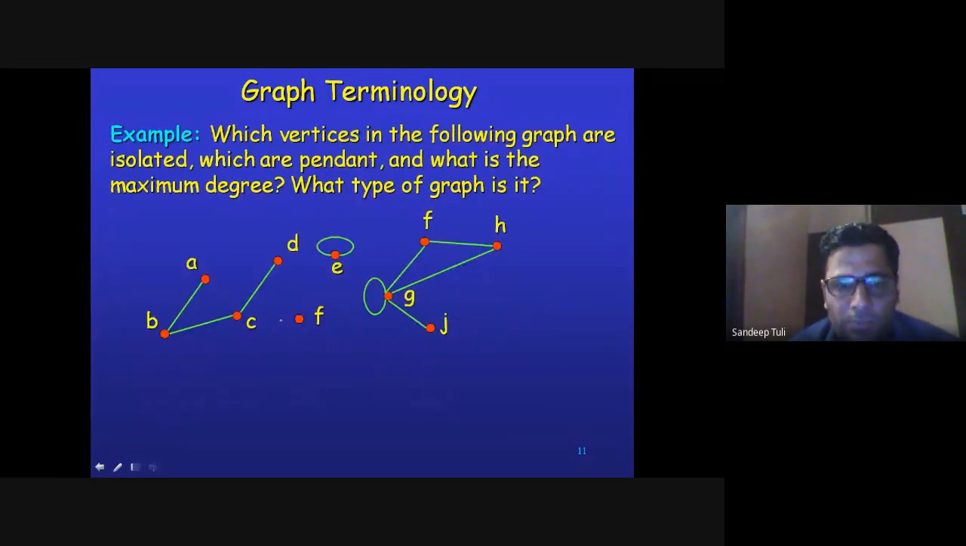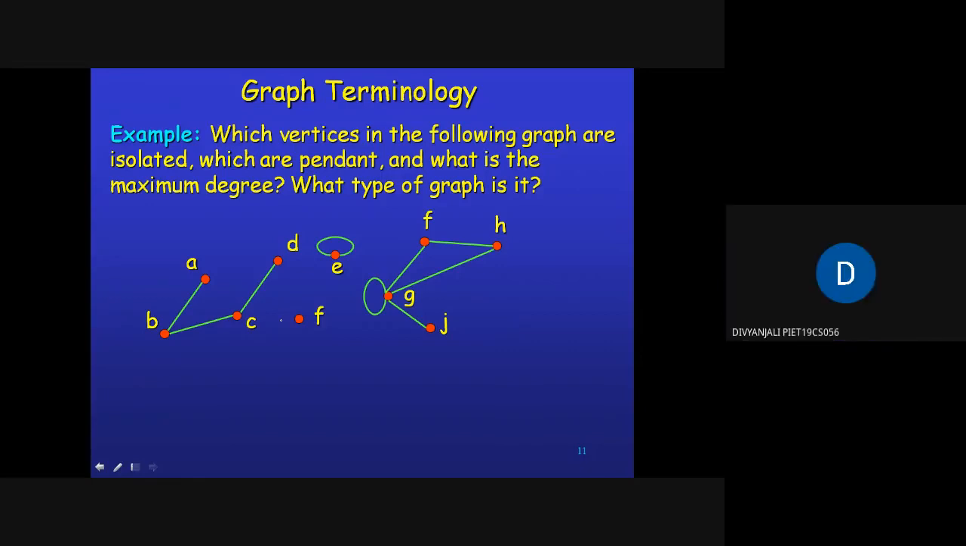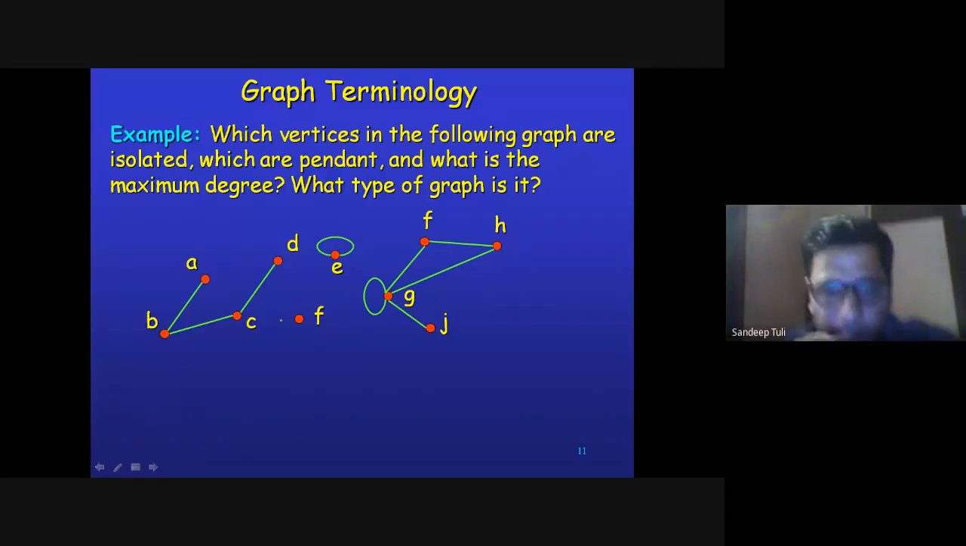Now some questions on degree. Which vertex in the following graph is an isolated vertex? Vertex F. E or F? F, sir, because it does not contain any loop. F. Okay, which are pendant?